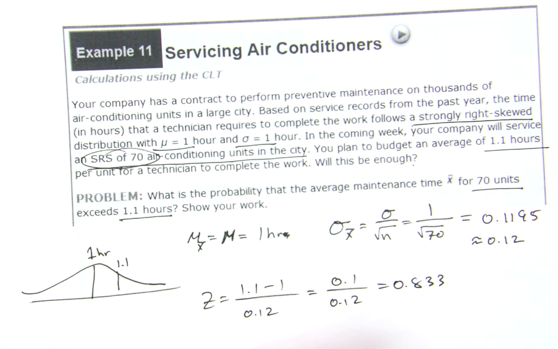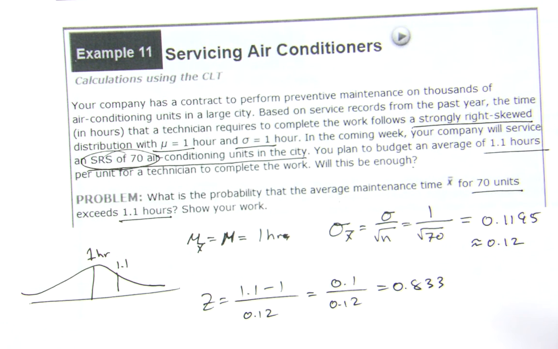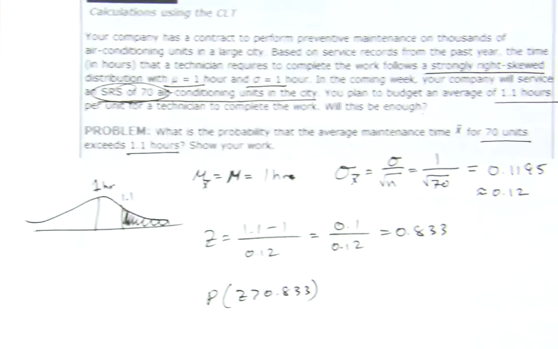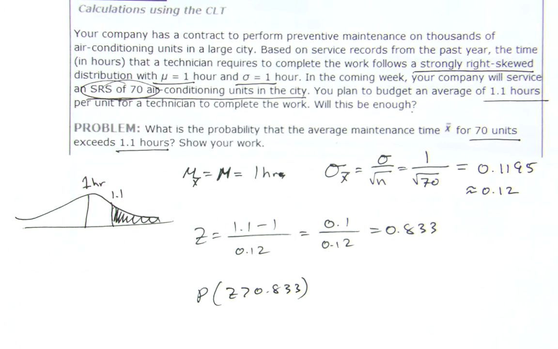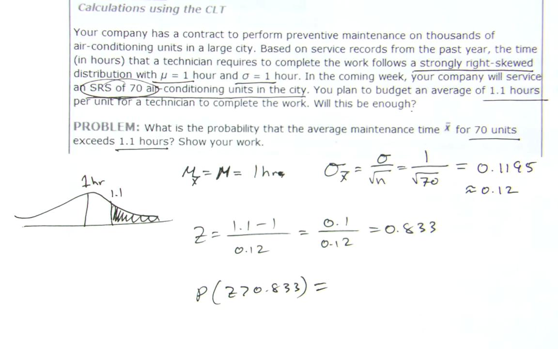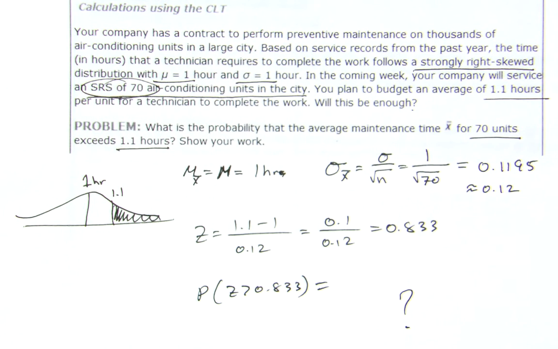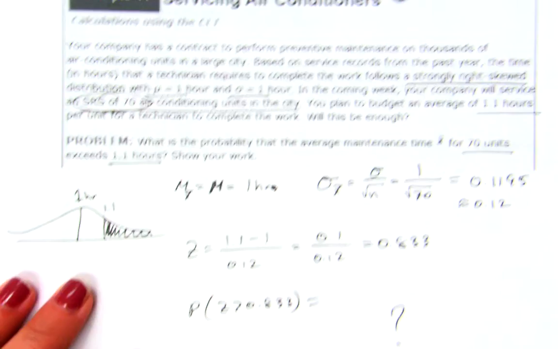So the probability should be, it's going to exceed 1.1. So what's the probability of the z-score being greater than 0.833? I don't have my z-table with me right now, sorry, so you're just going to have to finish this one on your own. What is that probability, or what's that shaded area under there?